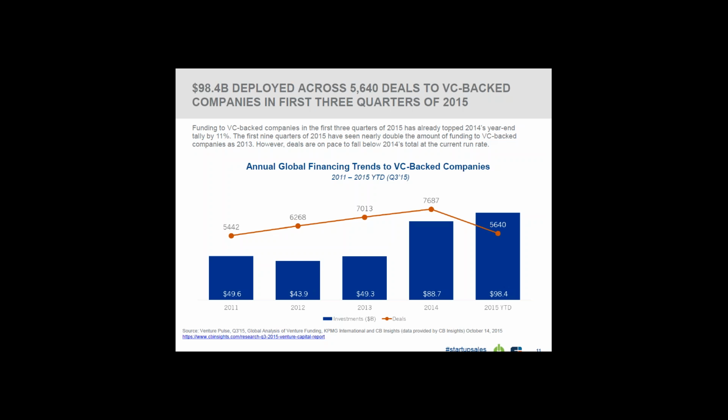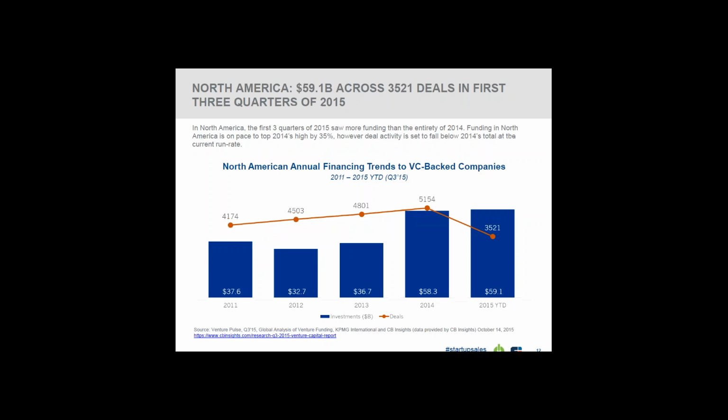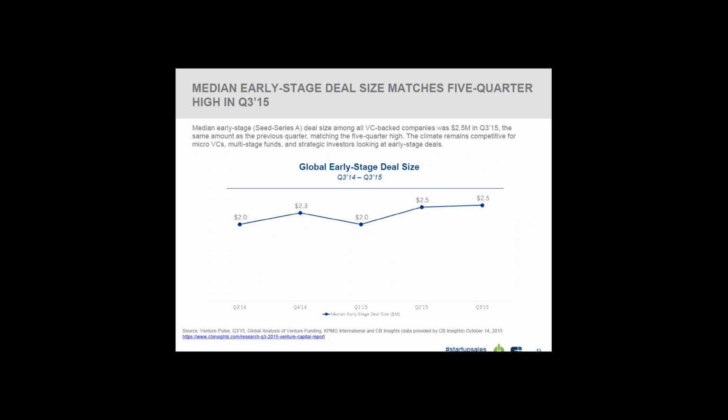What you see on the next page is the trend over time. In the first 3 quarters of this year, we've already eclipsed the record of 2014 with almost $100 billion, and we still have a quarter to go. We're 2x over what there was in 2013. So lots of money in startup land within North America, which is the biggest market. Almost 60 billion in the first 3 quarters. Again, already more than all of 2014. Asia and Europe are also growing really fast.